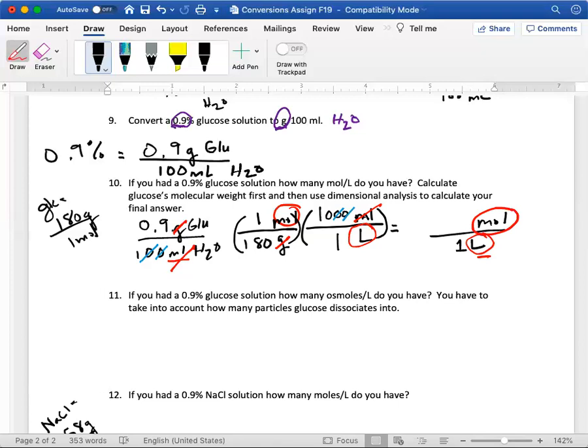So 0.9 times 10, which is 9 divided by 180, gives you 0.5. Is it 0.5 or 0.05? Let me see. 9 divided by 180 is 5, so I think it's 0.05. Yeah, 0.05. I just wanted to double check because it's late and my brain's not working.